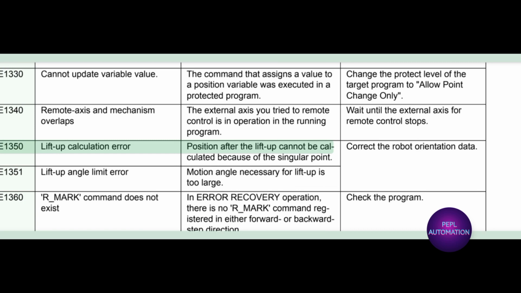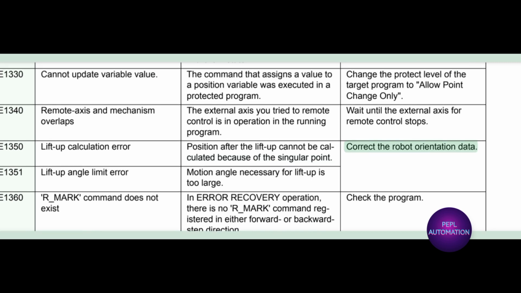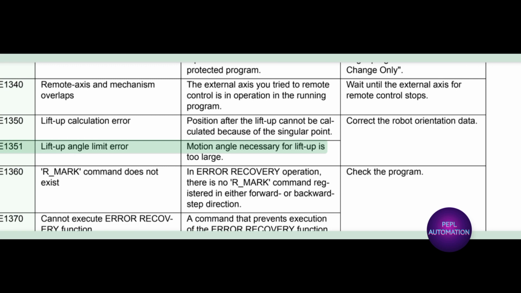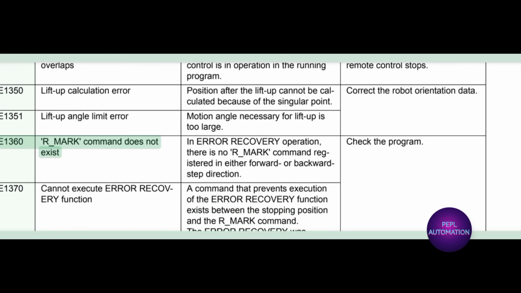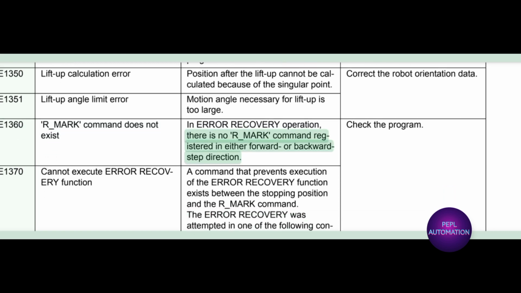E1350 lift up calculation error: position after the lift up cannot be calculated because of the singular point. Correct the robot orientation data. E1351 lift up angle limit error: motion angle necessary for lift up is too large. E1360 R_mark command does not exist. In error recovery operation, there is no R_mark command registered in either forward or backward step direction.